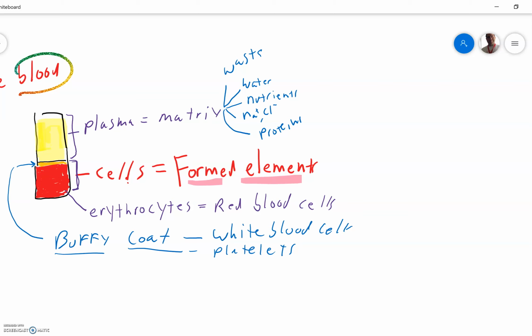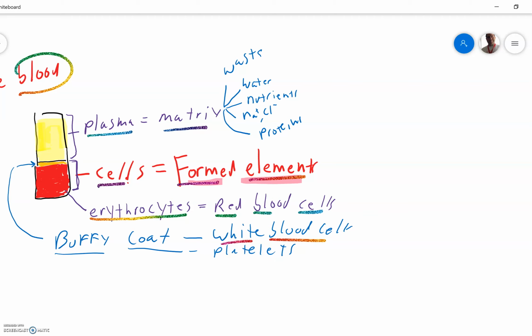In part 1, we found out that blood is made up of plasma, which is its matrix, and cells, which are formed elements. Most of these cells are called erythrocytes, which are just red blood cells. And that is this component down here. Now, you also have white blood cells, which are important for immunity, and platelets, which are important for blood clotting. And when you do a blood centrifuge, they make up this buffy coat right here.